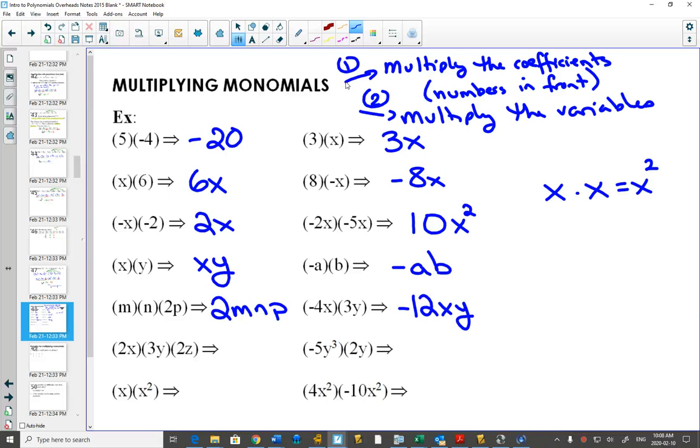Ready? Did you get it right? 2 times 3 times 2? 12. Multiply your variables. All the variables are different, so you'll just get x, y, z.